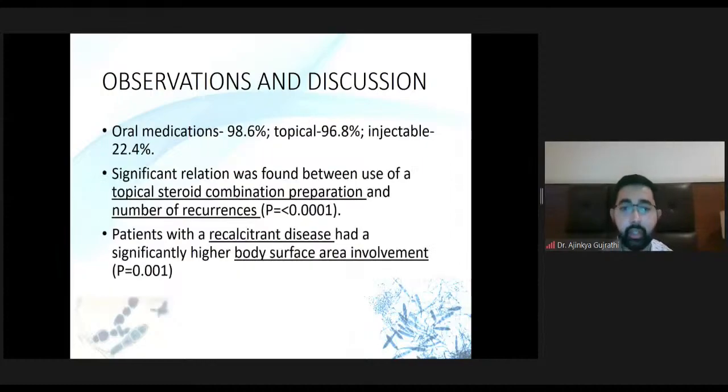When it came to history of medications, we found that 98% of the patients had a history of oral medications, 96% had a history of topical medications, and only 22% had a history of injectable medications. We also found a significant relation between use of topical steroid combination preparations and the number of recurrences. Patients with recalcitrant disease also had a significantly higher body surface area involvement.